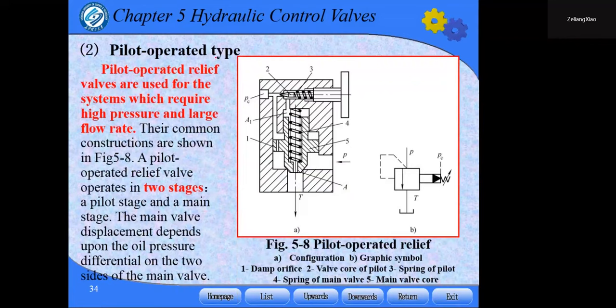You can see the pilot operated type. Pilot operated relief valves are used for systems which require high pressure and large flow rate. So we can see their operating conditions, which are used when the system requires high pressure and large flow rate. We can use the pilot operated relief valves. Their common constructions are shown in this figure.